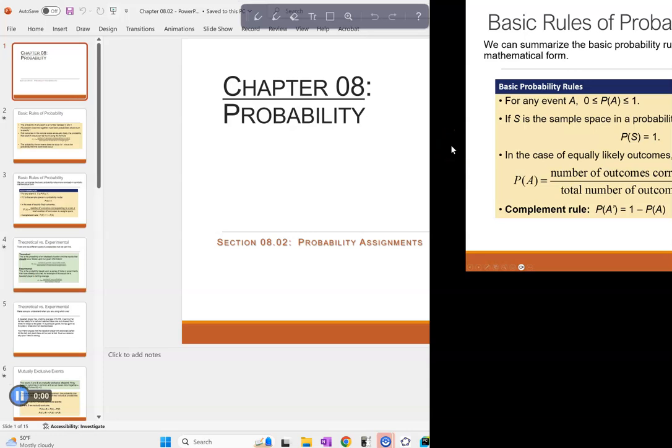So in symbols, this is those same 4 rules. For any event A, the probability of A is between 0 and 1. If S is the sample space, the probability of the sample space is equal to 1. When outcomes are equally likely, same formula as before. And then our complement rule, P of A complement is equal to 1 minus P of A. Everybody's okay with this? Same thing as the last slide, just in symbols rather than words. Should be able to do both, right?